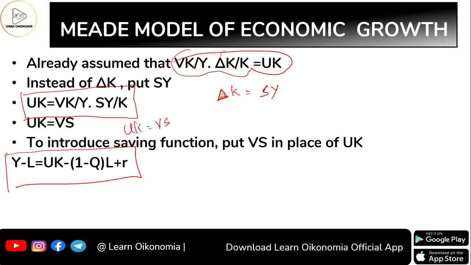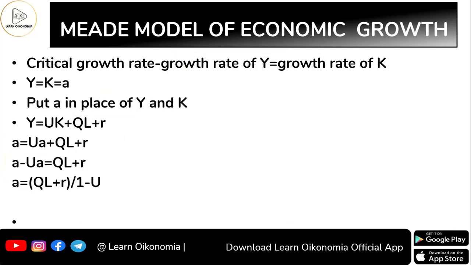Now what is it all about? It is all about now critical growth rate in the economy. What is it all about, critical growth rate? Critical growth rate is that particular growth rate where the growth rate of income in the economy is equal to growth rate of capital. That is growth rate of income, delta y by y, is equal to growth rate of capital, delta k by k.